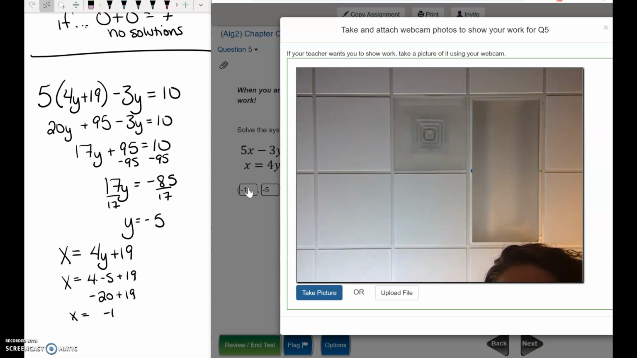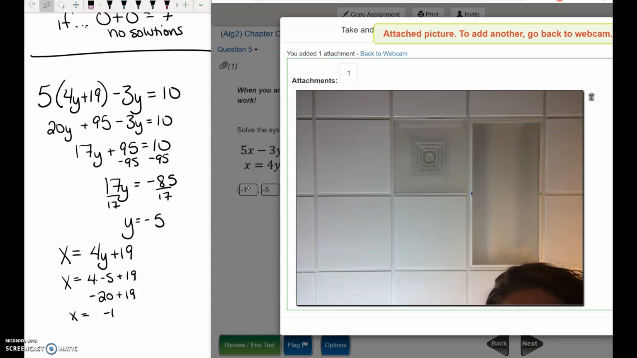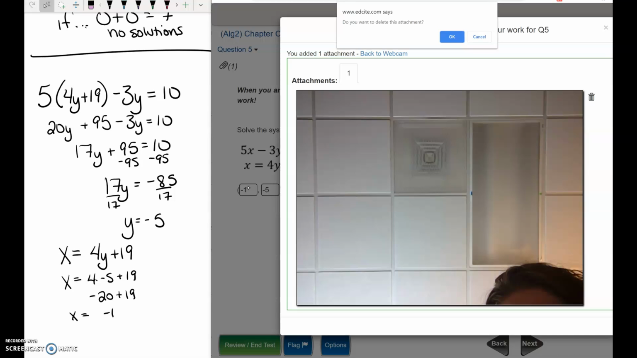But you would click the Take Picture button. And then you might notice that that picture now isn't changing. So then you would click Attach to Question, and it will attach that picture that I took. So when you go to take that picture, I'm actually going to trash that one.